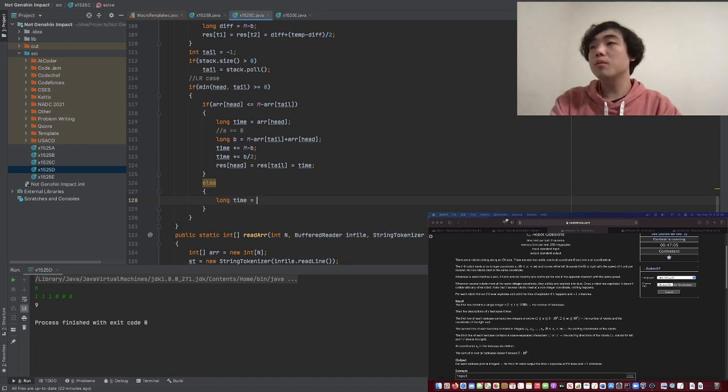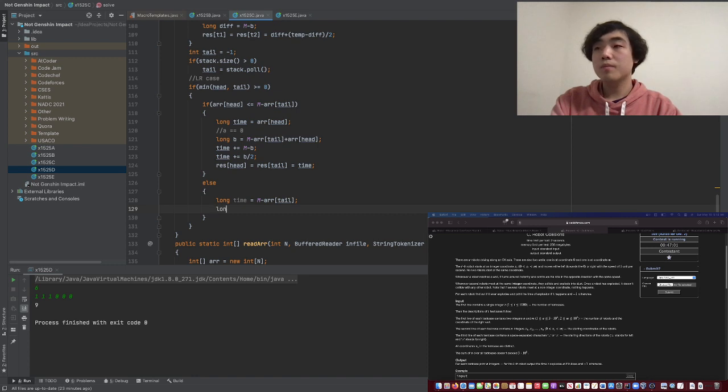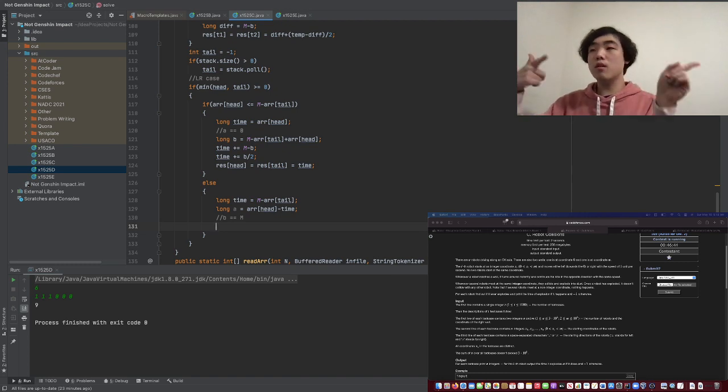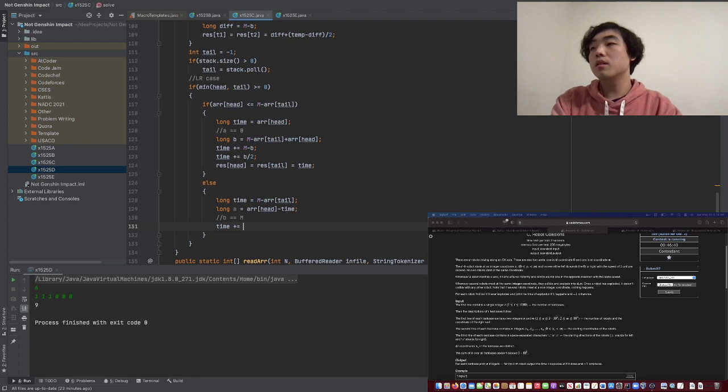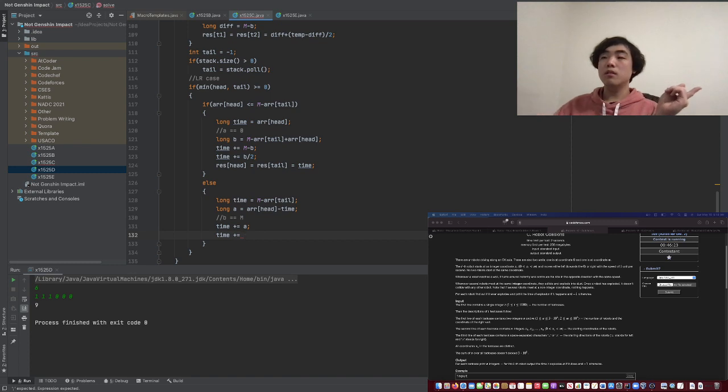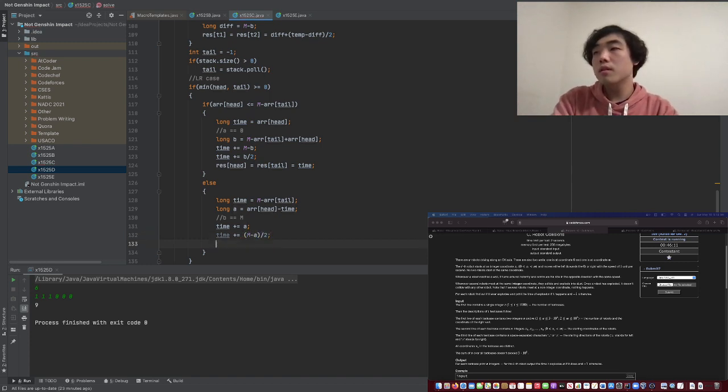Else, long time is equal to m minus array of tail. Long a is going to be equal to minus array of head minus time. Where b is essentially equal to m, so b is equal to m and it's going in this direction. So time plus equals a, and then time plus equals the difference. If it goes out like this, this turns around like this. The distance itself is going to be essentially m minus a over 2. Res of head is equal to res of tail, which is now equal to time.